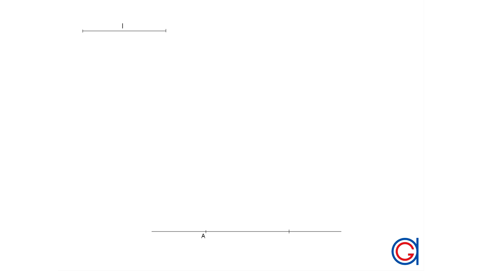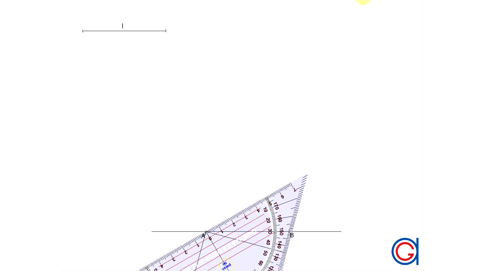So the next step is from point A, we need to draw a line at an angle of 30 degrees. We can do this using a protractor or a 30-60 degree set square. As you can see here in the video, we use a set square with an incorporated protractor.